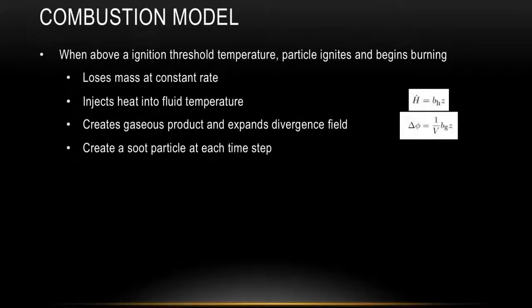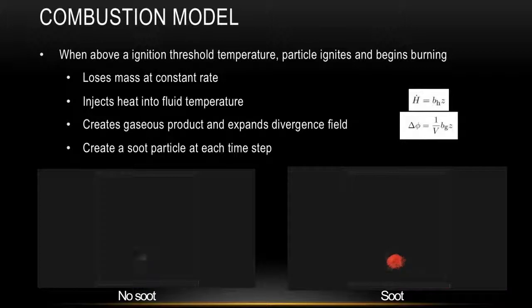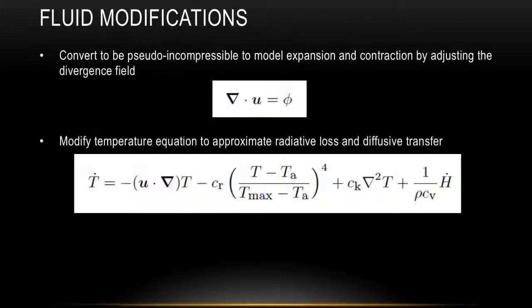The particle and fluid systems also have complex interactions within the combustion model. When a particle's temperature reaches a certain threshold, it ignites and begins burning. At this point, a portion of its mass is consumed and both heat and gaseous products are generated. A soot particle is also created at each time step while fuel is burning.